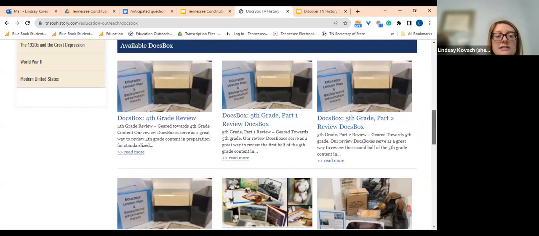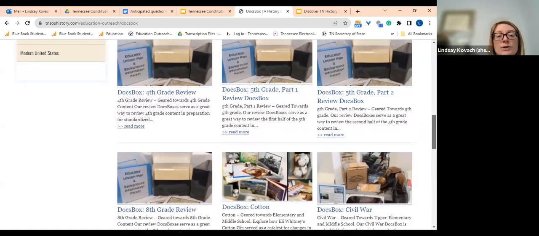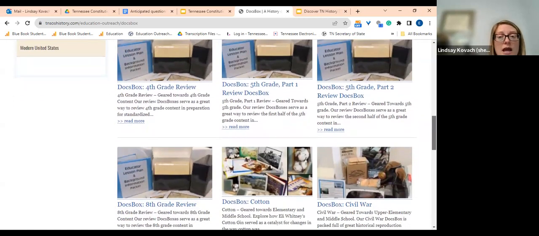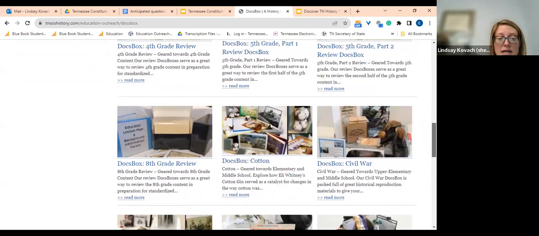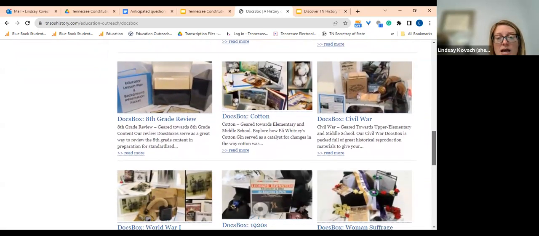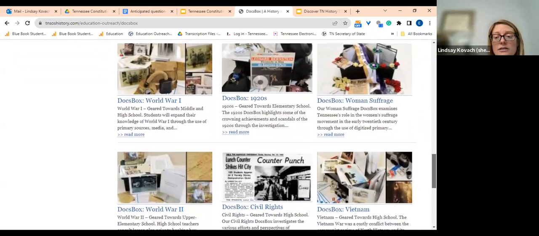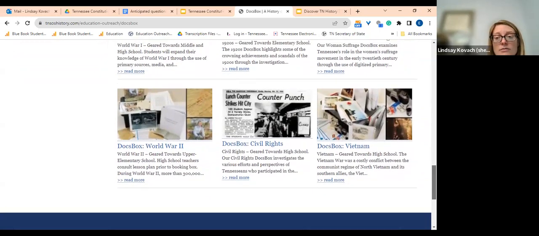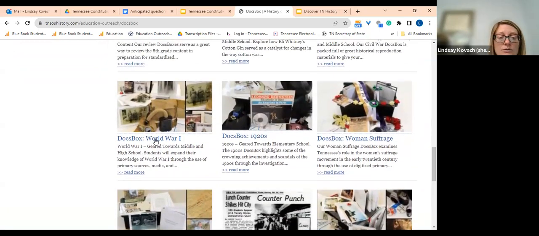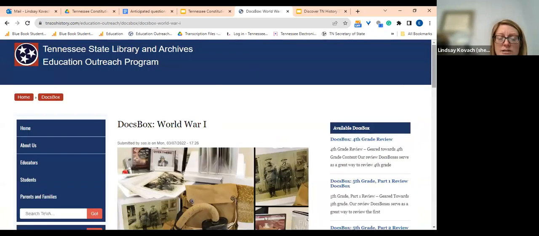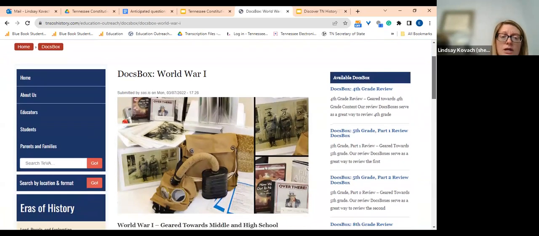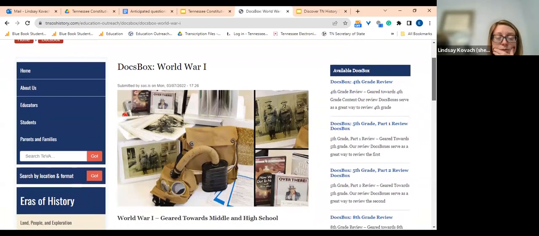So as you can see, as I've been scrolling, we have review boxes for 4th grade. We have 2 parts for 5th grade because we know that you have 2 sections that you need to be looking at. We have an 8th grade review box. We have all the way from Cotton to Vietnam. And I'm going to click really quick on World War I. And as you can see, in this picture, you can see all the stuff that comes with it.